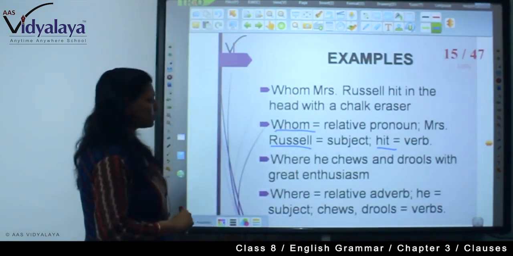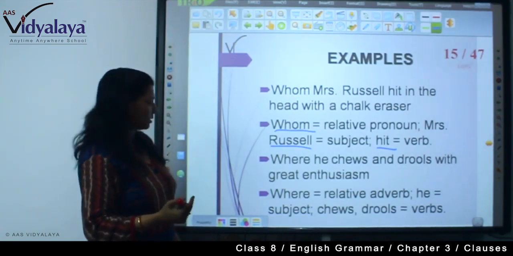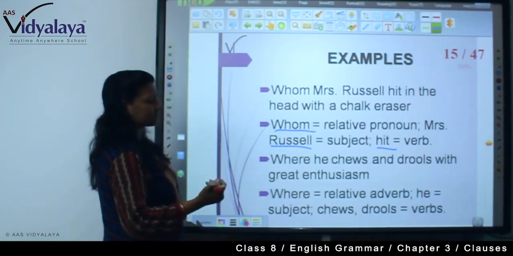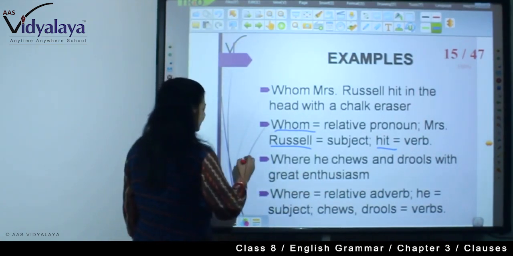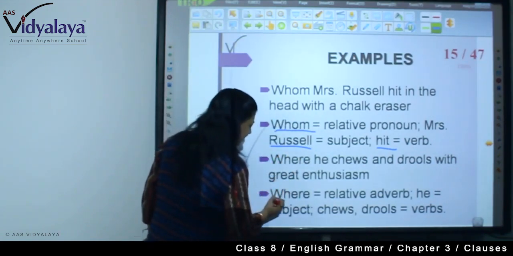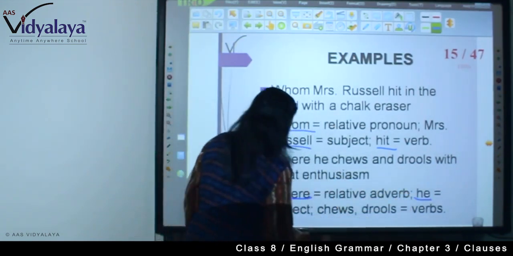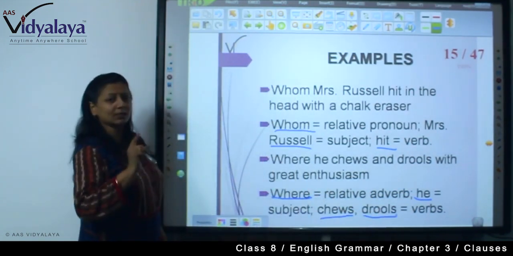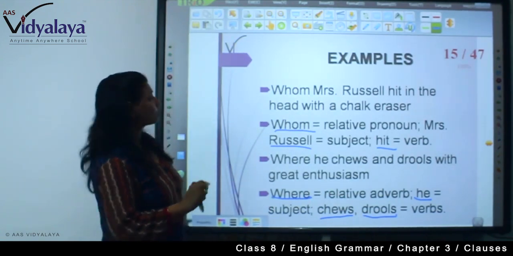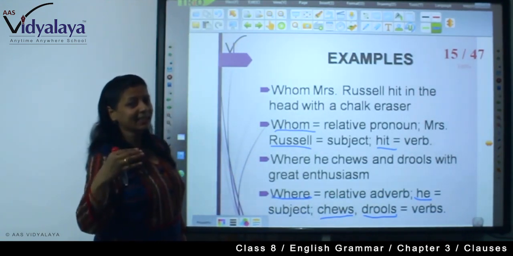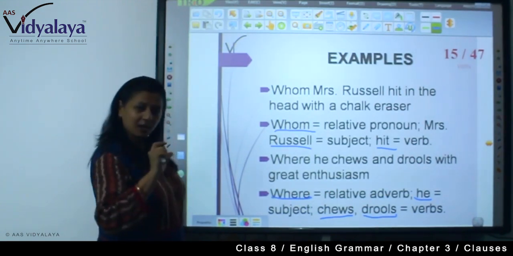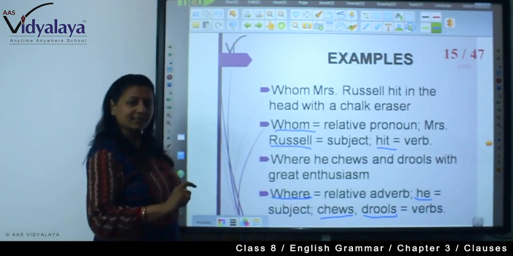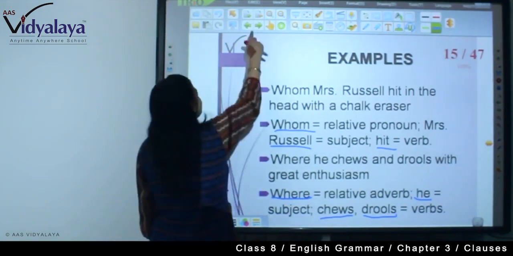Now, where he chews and rolls with great enthusiasm. Where is again a relative adverb. He is a subject, chews and rolls are the verbs. This is again the second example. So here you are seeing where he is a subject and chews and rolls are the verbs. So all these are dependent clauses. So you are seeing we need one more clause to give it a meaning. And with the relative pronoun and adverb, these sentences are being made.